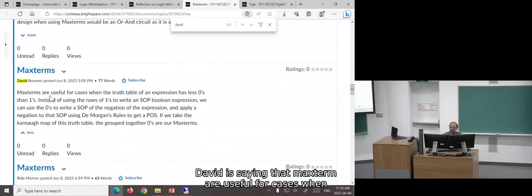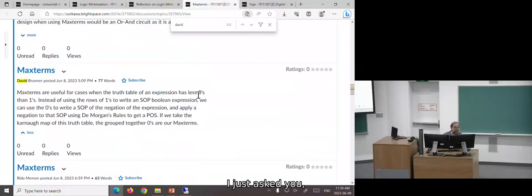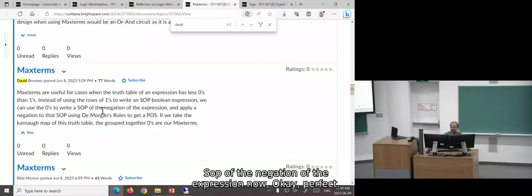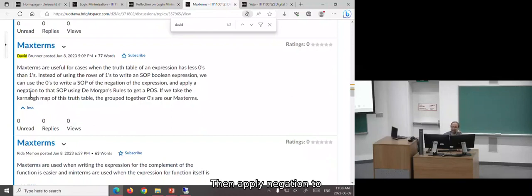So David is saying that max terms are useful for cases when the truth table of an expression has less zeros than ones. I guess you told me the same thing in the class, so you are good. Instead of using the rows of ones to write an SOP, sum of product, we can use zeros to write POS, product of sums. SOP of the negation of the expression? Oh, okay, perfect. And then apply a negation to that using De Morgan's to get a POS.